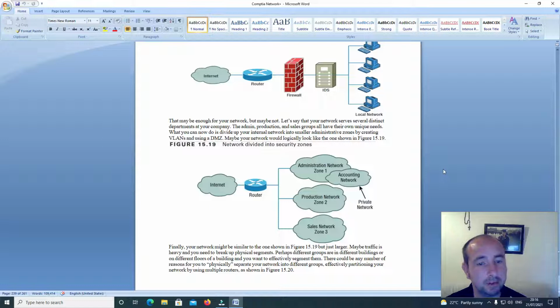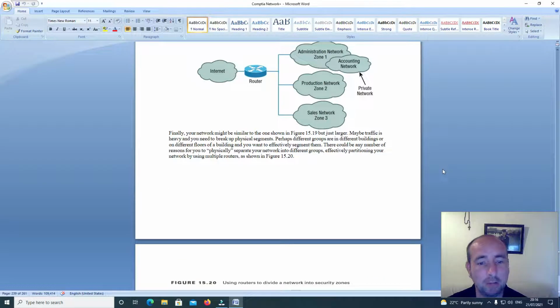This may be enough for your company, but may not. Let's say that your network serves several distinct departments at your company. The admin, production and sales groups all have their own unique needs. What you can do now is divide up your internal network into smaller administrative zones by creating VLANs and using a DMZ. Maybe your network would logically look like the one shown in figure 15.9.